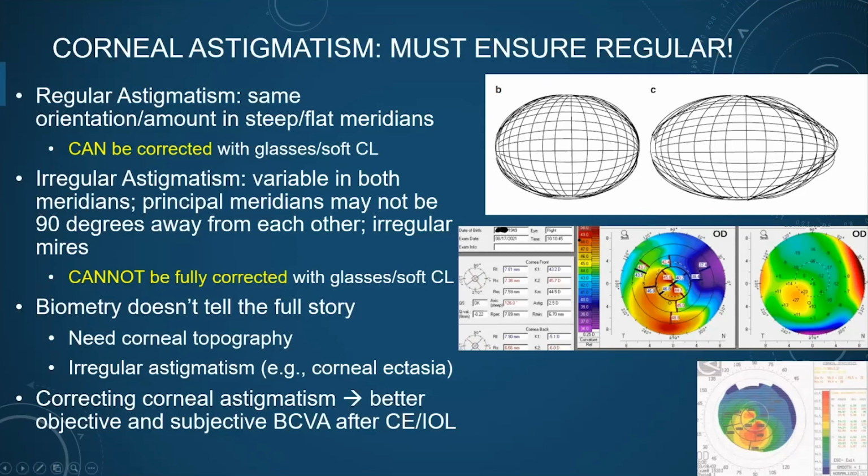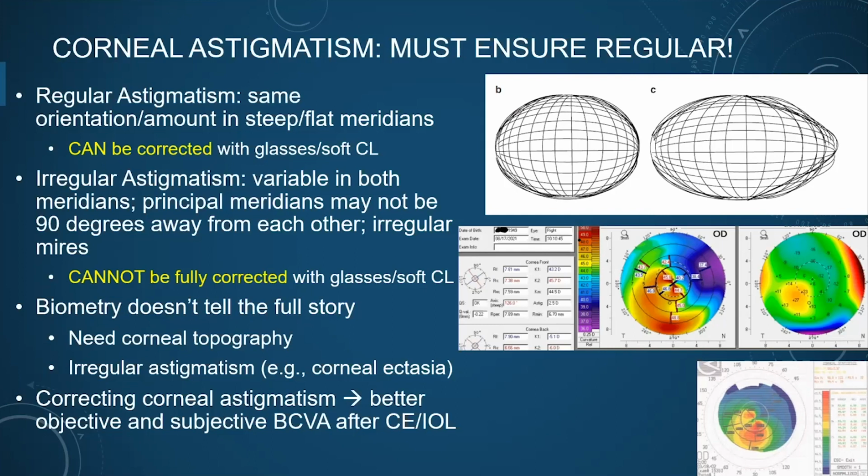Irregular astigmatism is basically, imagine a football where someone's been sitting on one end of the football. So it's an irregular shape. It's variable in both meridians. The principal meridians may not be 90 degrees away from each other, and it's going to cause irregular mires on keratoscopy or Placido disc topography. These corneas cannot be fully corrected with glasses or soft contact lenses. Almost by definition, they can only be corrected with hard contact lenses or RGP contact lenses.